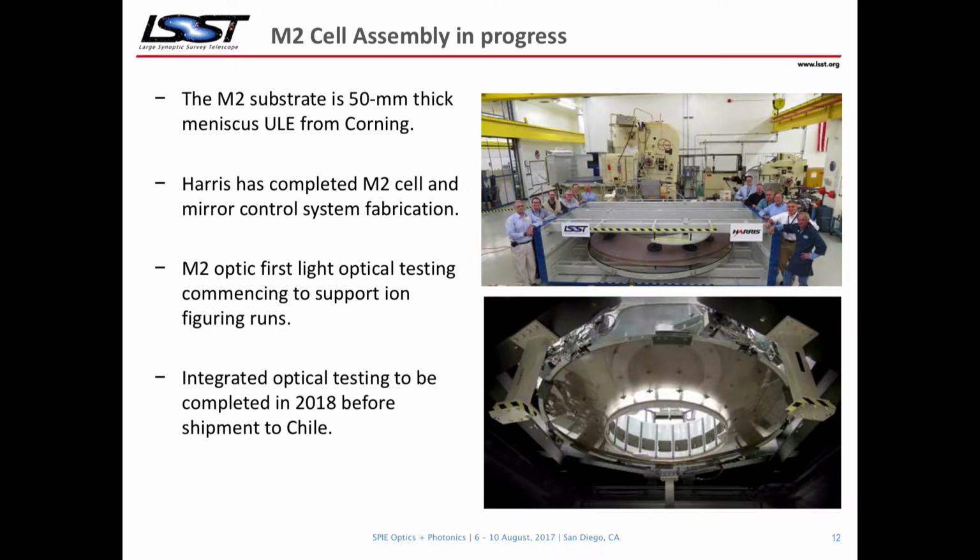The secondary mirror is being fabricated by Harris Corporation. This is a tricky optic as well because it's convex. The substrate is 50 millimeter thick meniscus ULE glass from Corning. This is currently in optical fabrication in its cell as well. The bottom picture shows you the ground optic in its cell. And the integrated optical testing should be completed again by the end of the calendar year before we ship to Chile.